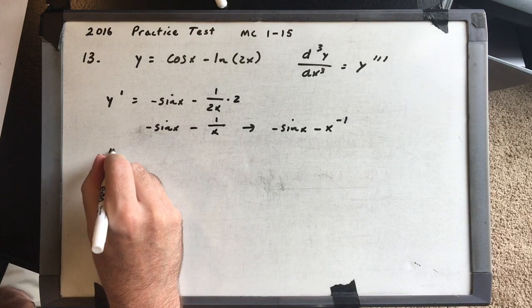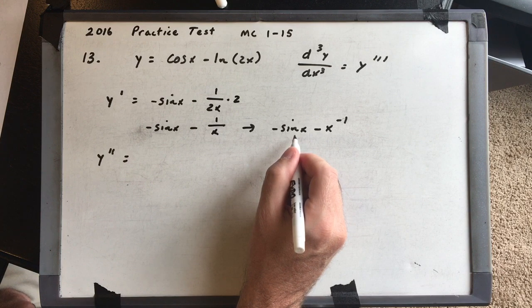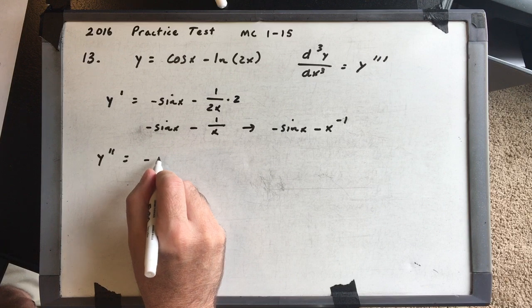So what is y double prime? Well, the antiderivative of sine is cosine, so the antiderivative of minus sine would be minus cosine.